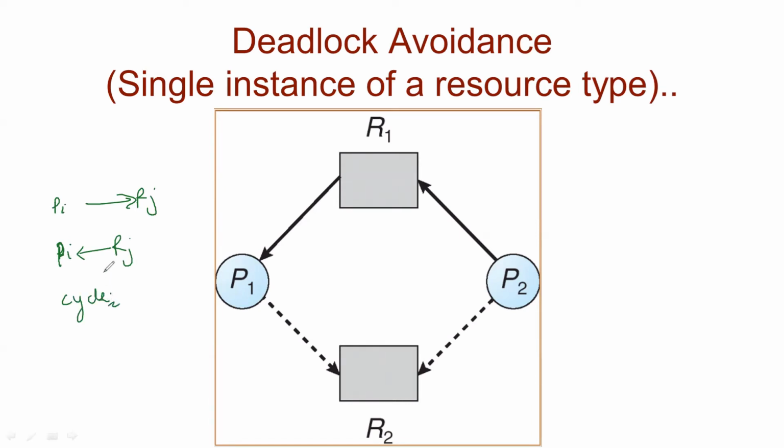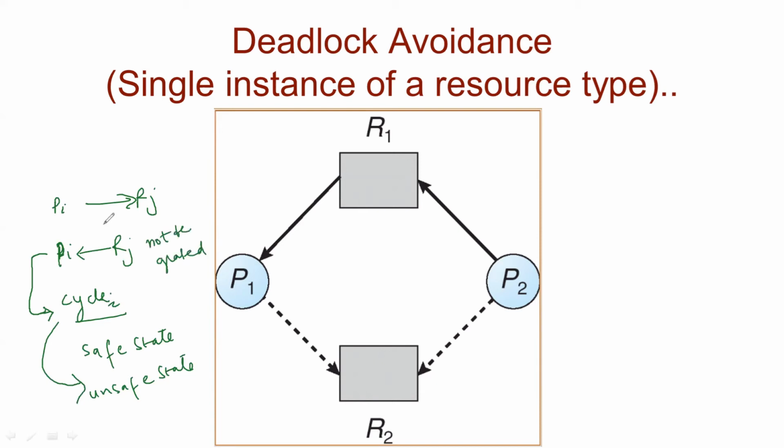So if no cycle exists, then the allocation of the resource will leave the system in a safe state. If there is a cycle, then the allocation will put the system in an unsafe state. So if the assignment converts the resource allocation graph into one with a cycle, and hence the system is in an unsafe state, then the request should not be granted. In that case, process Pi has to wait.